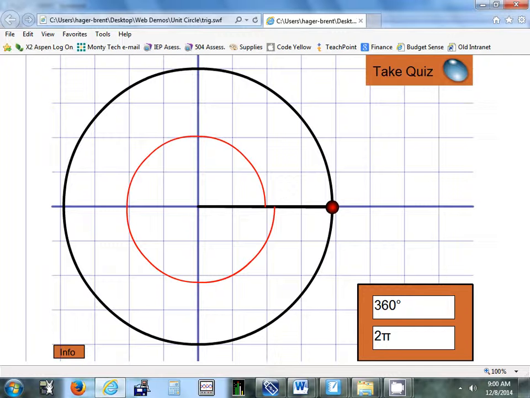Any questions on that? Now you might be noticing this 2 pi here. That has to do with radians. We'll talk about how you would get that. 360 is one revolution. It's also the same as 2 pi radians. We'll get to that in a little bit.